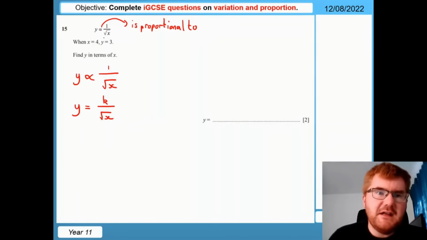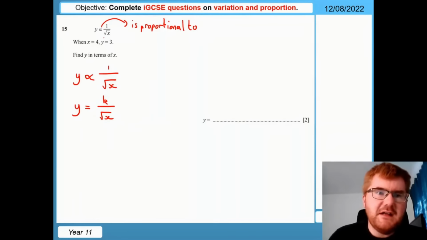So I'm going to make it nice and clear to the examiner. When x is equal to 4, y is equal to 3. Let's pop those in. So wherever I see a y, I'm going to put a 3. The k is what we're trying to find. And then we have the square root of 4. And now this is just a case of tidying up here. So remember, the square root of 4 is equal to 2.